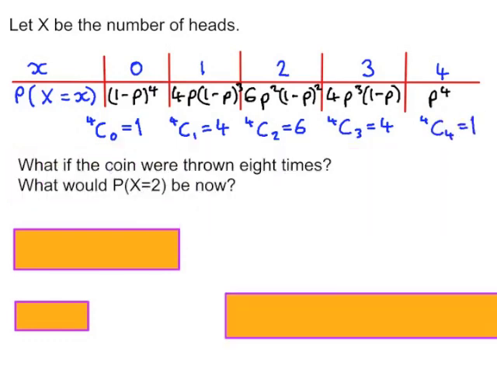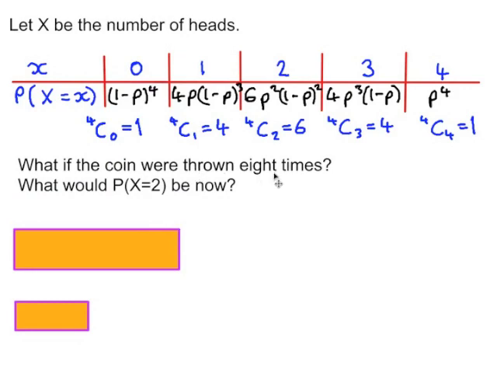So if instead we were throwing the coin 8 times and we want to know what's the probability that 2 of the coins will have heads on them, we don't have to do a tree diagram, we don't have to do this table.